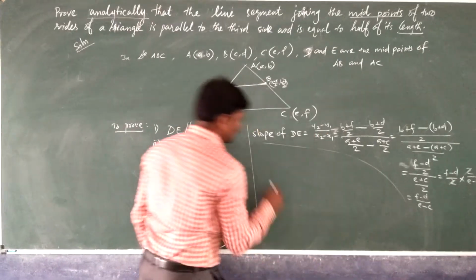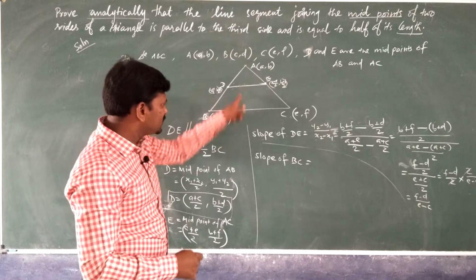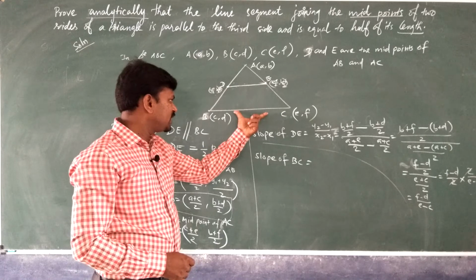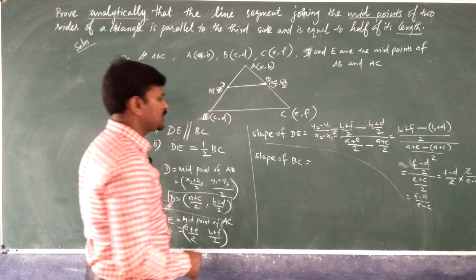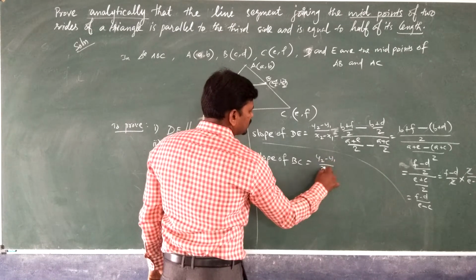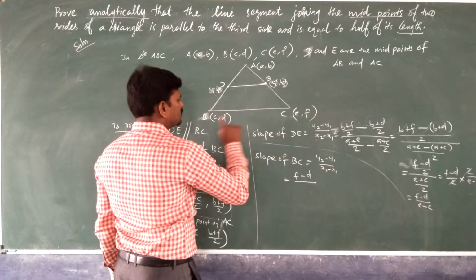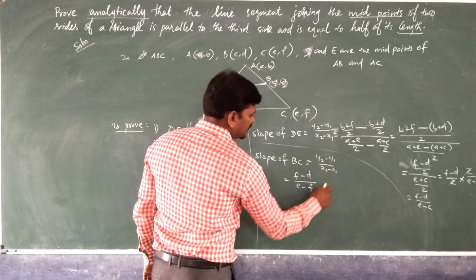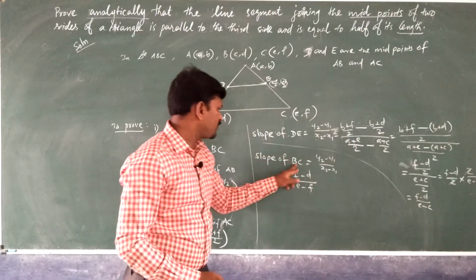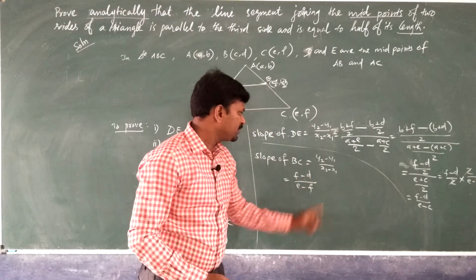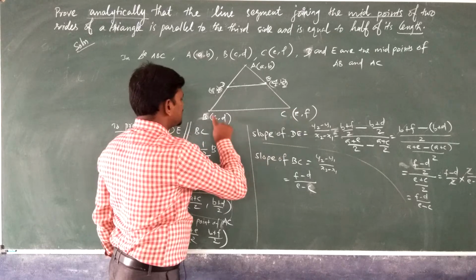Next we have to find the slope of BC, because we have to say that these two lines are parallel. So we are finding the slope of this line, then we are finding the slope of this line. If they are equal, we can say that they are parallel because the slopes are equal. Similarly, y2 minus y1 by x2 minus x1, so y2 minus y1 is f minus d, by x2 minus x1, e minus c. Look at this. Slope of DE is (f minus d) by (e minus c). Slope of BC, this line, is also (f minus d) by (e minus c).